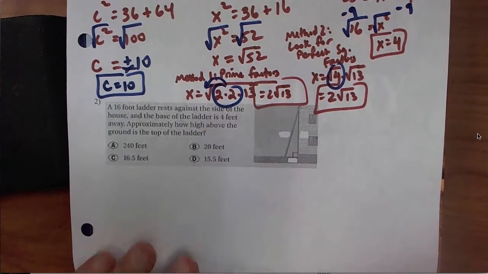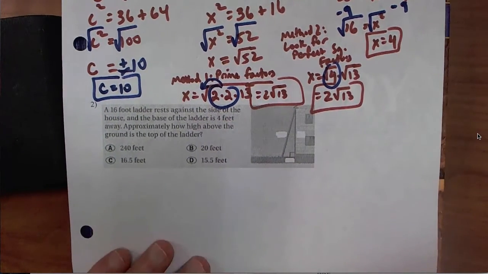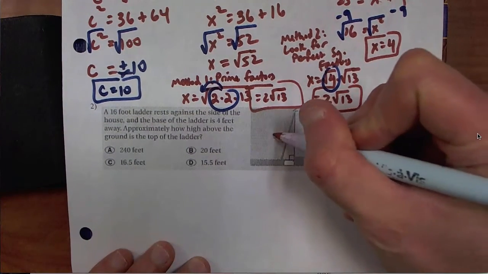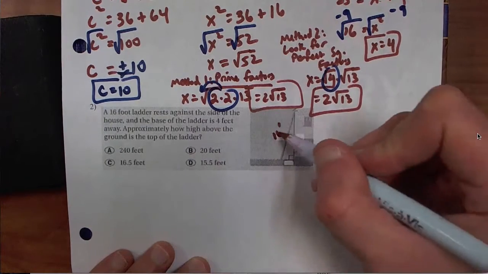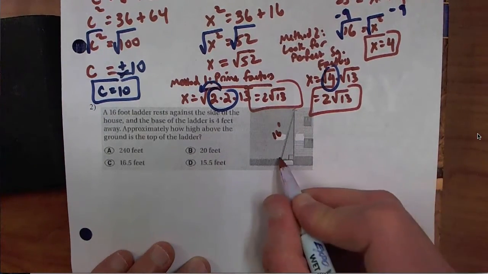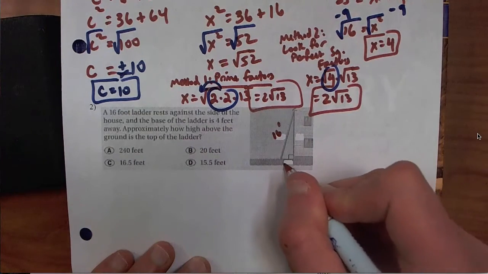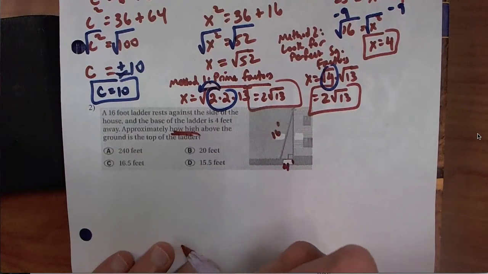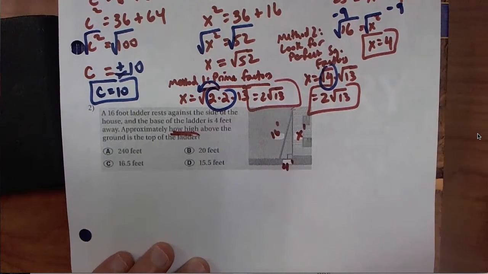Okay, so if you did it already, let's go and take a look. The ladder is 16 feet, so that would have to be this length right here, 16 feet. The base of the ladder is 4 feet away, so that would be this length right here. The base is 4 feet away from the house, 4 feet. So how high above it is the top of the ladder? That would be our x feet.